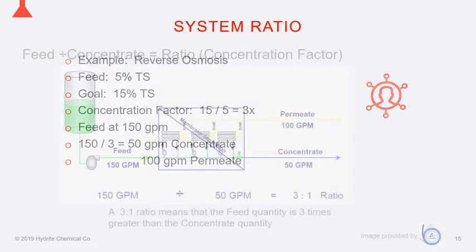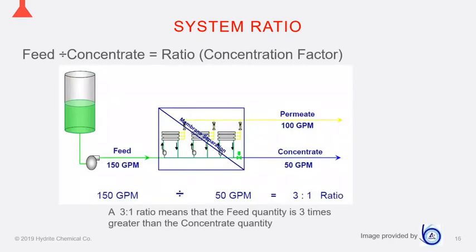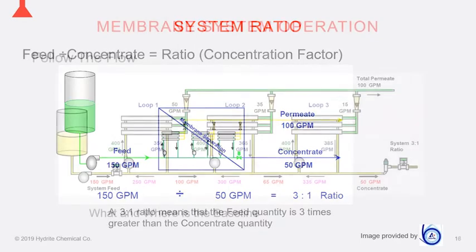So from this, you can see that the design was it's going to take 3 loops with 3 8-inch vessels, or whatever size they are, to create the correct mass balance and design for the system to work. So our feed going in is at 150, our permeate coming out is 100 gallons a minute, and our concentrate is at 50 gallons a minute. So that 50 gallons a minute of concentrate coming out will be at 15% total solids.